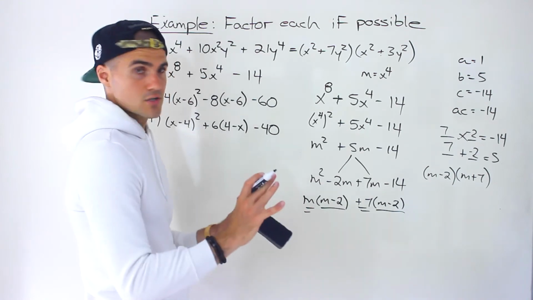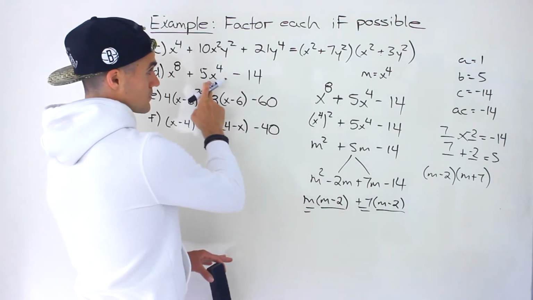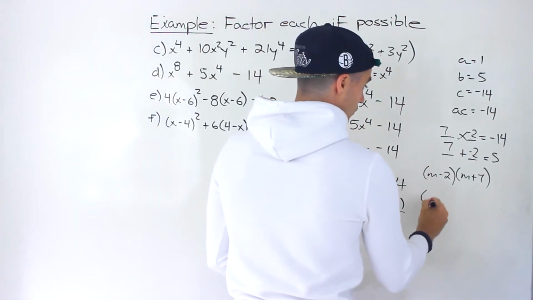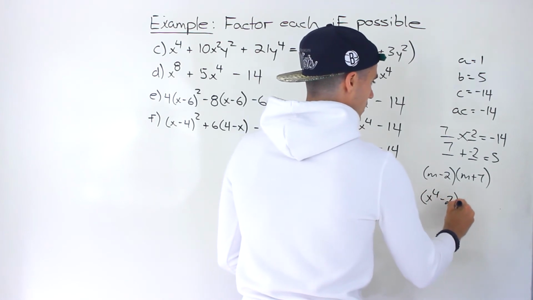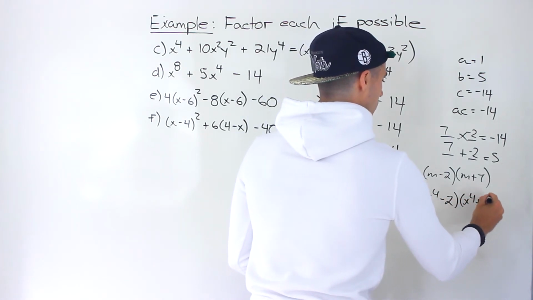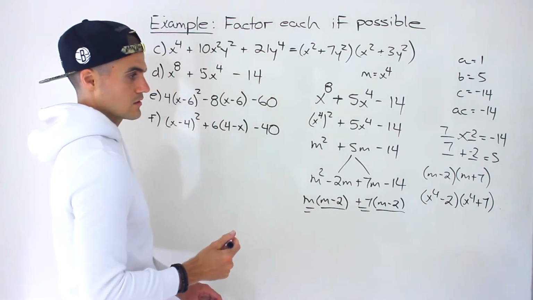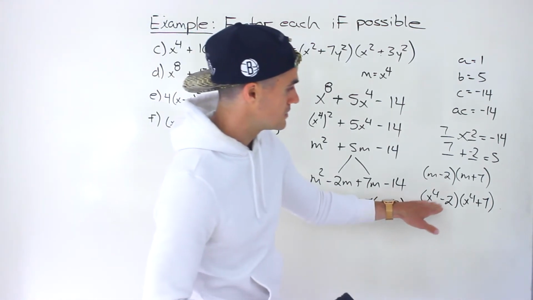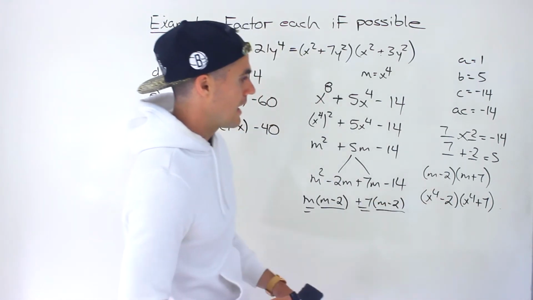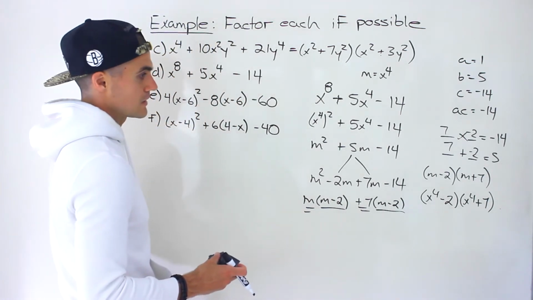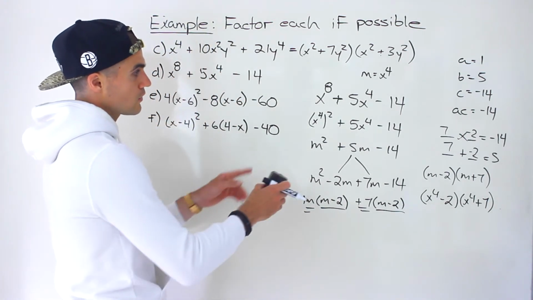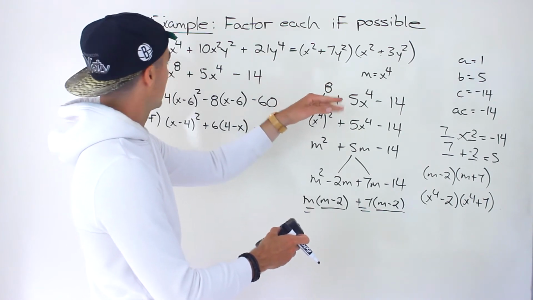But this is not in terms of m, it's in terms of x, right? So now we got to bring back that x to the 4 over here. And we end up with those two factors right there. And then you want to check, do these two factors factor? And they don't. So that ends up being the final answer right there. So that's another way. You didn't have to do the substitution like part A.